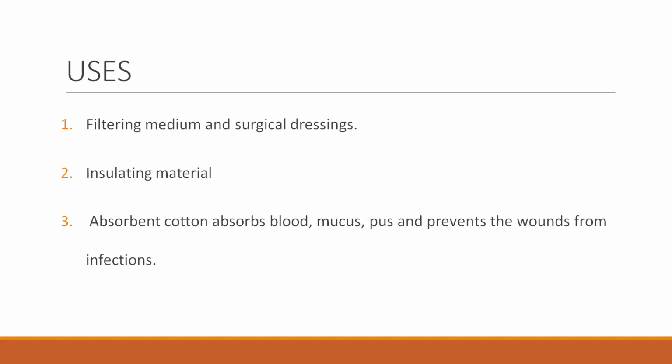Now the uses. Cotton is used in various fields, like firstly in filtering medium and surgical dressings. We have all seen that cotton is widely used in this. Then as an insulating material also, absorbent wool cotton can serve the function of insulation, like in the muffle furnace. Then absorbent cotton can also absorb blood, mucus, pus and prevent the wounds from getting infection further.